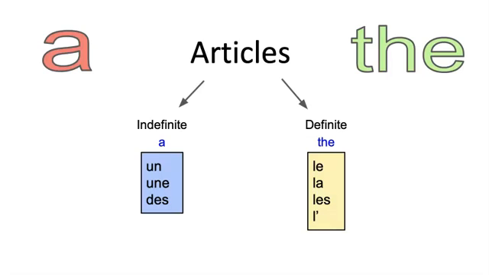In this tutorial, we are going to take a look at articles in French. When we think of articles, we think of, for example, in English, a boy, a girl, a cat, a dog. Or we think of the boy, the girl, the cat, the dog. A is an indefinite article, and the is a definite article.